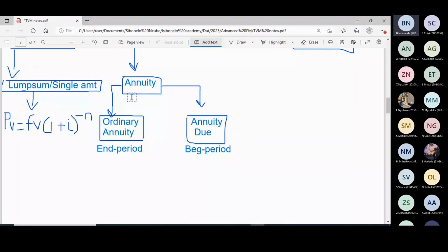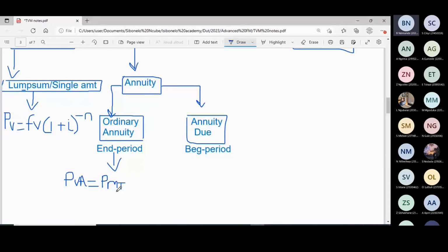So what is the formula for an ordinary annuity? If you are dealing with an ordinary annuity, the formula there will be PVA. PVA stands for present value of an annuity. The formula will be PMT. PMT is the regular payment. This is the investment amount that you make each and every period. So if the question says Sipho invests 1,500 every month end, that is invested periodically. It's going to be your PMT, that is your regular payment.